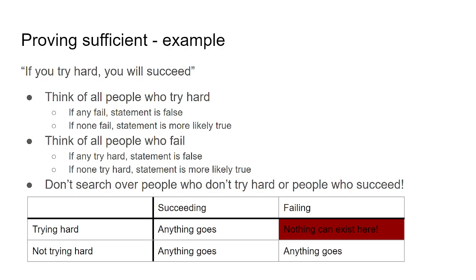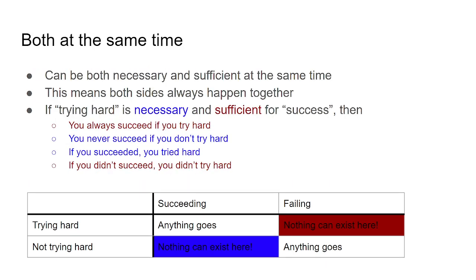And again, you don't want to search over the people who you know didn't try hard or who you know succeeded, because it doesn't support the statement. And you can have both at the same time, like I said before.